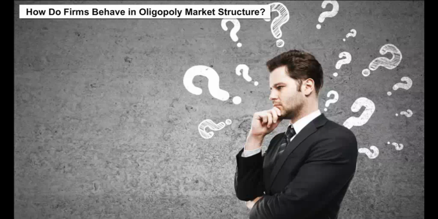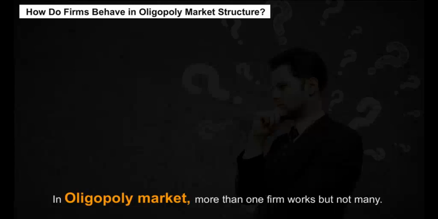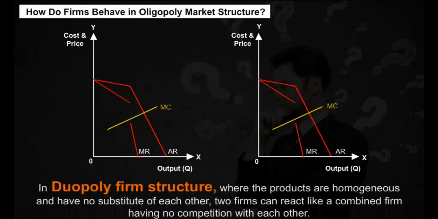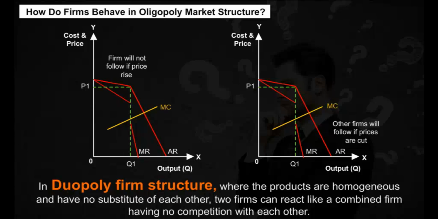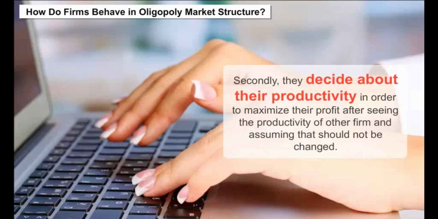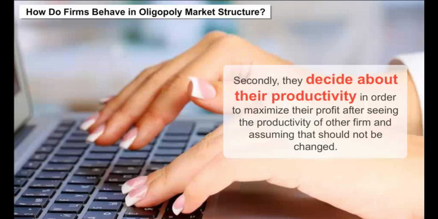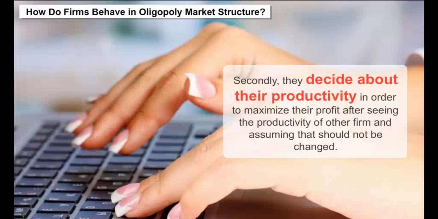How do firms behave in oligopoly market structure? In an oligopoly market, more than one firm works but not many. In a duopoly firm structure, where the products are homogeneous and have no substitute for each other, two firms can react like a combined firm having no competition with each other. Secondly, they decide about their productivity in order to maximize their profit after seeing the productivity of the other firm and assuming that it should not be changed.